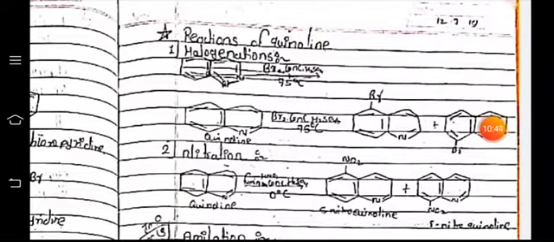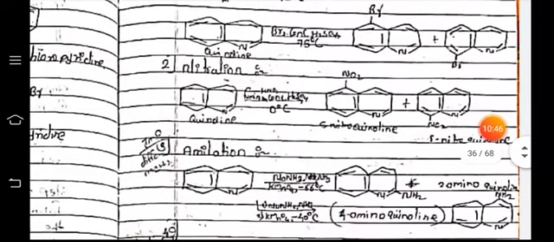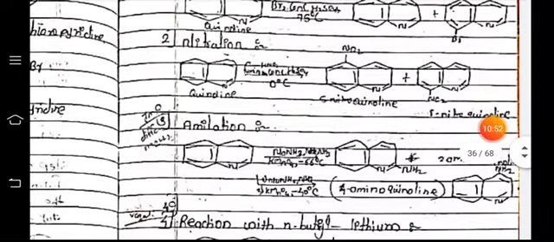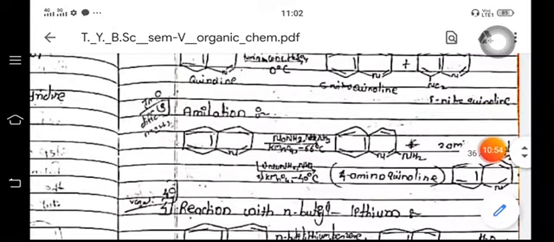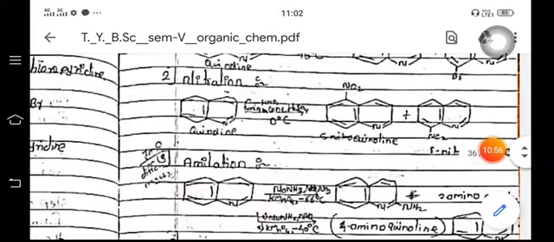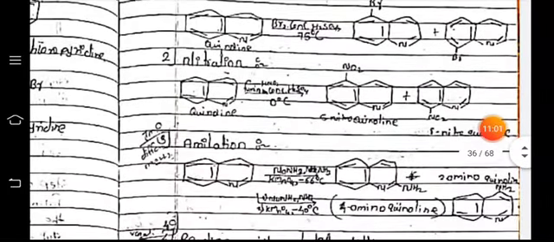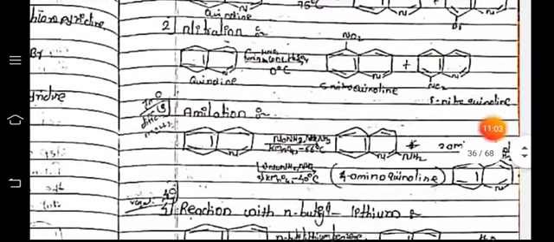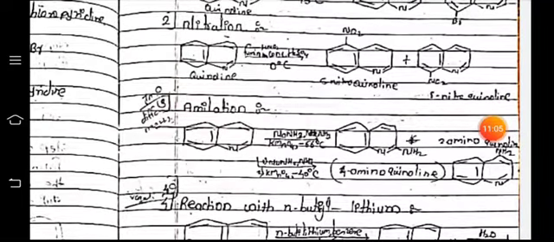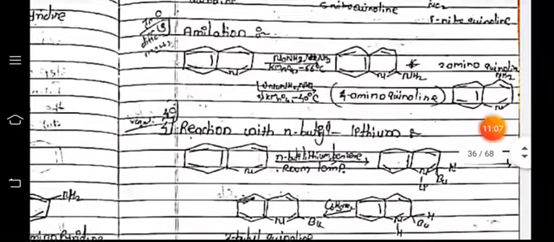Reactions of quinolines. One is the halogenation. In that, there are H2SO4 reagents and product forms at the 5th and 8th positions. Next, in nitration reactions, nitration takes place at position number 5 and position number 8. We will get the 5-nitroquinoline and the 8-nitroquinoline.